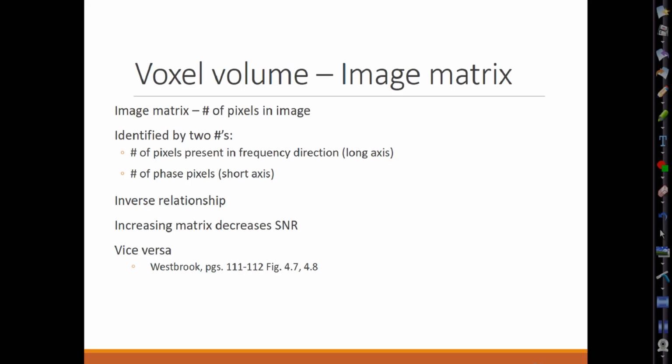You have your imaging matrix. This equates to the number of pixels in an image. The number of pixels present in the frequency direction is determined by the long axis of the anatomy, and the number of phase pixels is determined by the short axis of the anatomy. So this is an inverse relationship. As we increase our matrix or have a larger matrix, our signal is going to decrease. Inverse relationship.